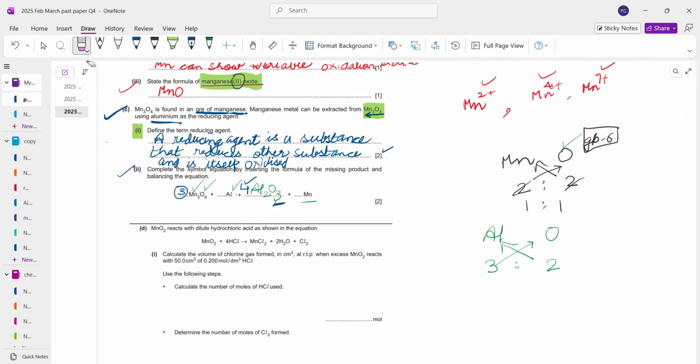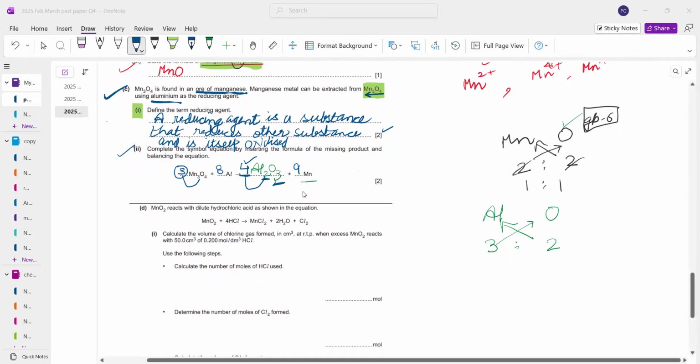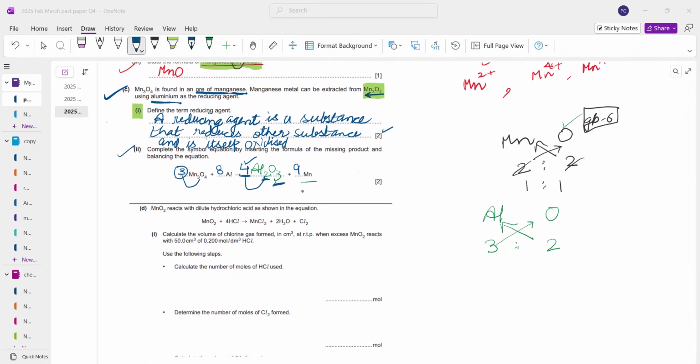We need to change this number 2 we wrote in front of aluminium, because now we have 4 times 2, that's 8 aluminium. Please remember that we always have to multiply this coefficient with this subscript. And now for manganese, 3 times 3 is 9, so it's a 9 here. And it seems balanced. Yes, it is. So we will get 1 mark for balancing and 1 mark for writing this product. Always remember, for writing the product, you need to just figure out what is missing on the right hand side.